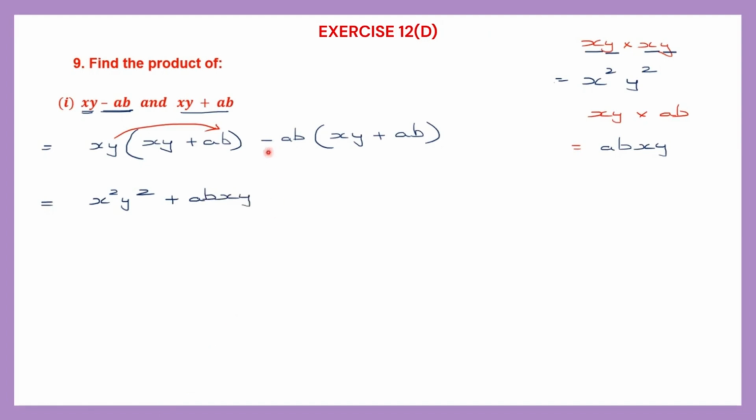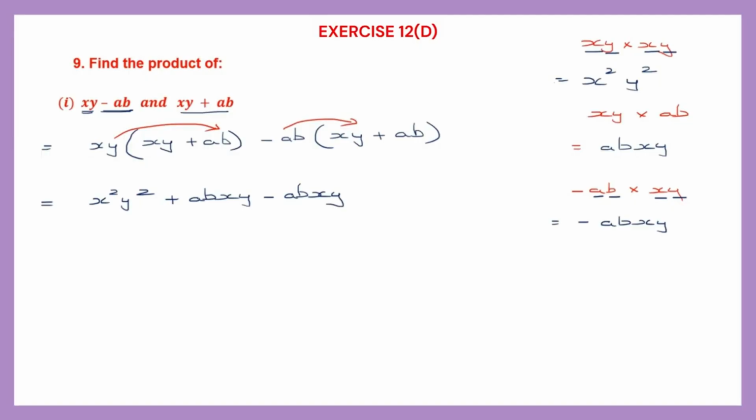Now let's go to the second part, minus ab into xy. So let's multiply minus ab into xy. So the sign will be minus and we have 1a, 1b, 1x and 1y. So that will be a, b, x, y. So this is minus abxy.